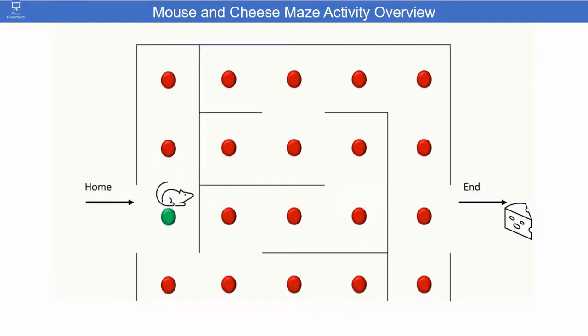Mouse and cheese maze activity overview. The mouse moves forward when we click the red dots until it reaches the cheese. If the path is correct, then the color of the red dot changes to green. The mouse moves back to the previous position when the pathway is not correct. Finally, the correct solution is revealed.